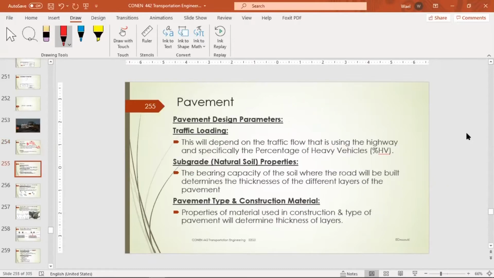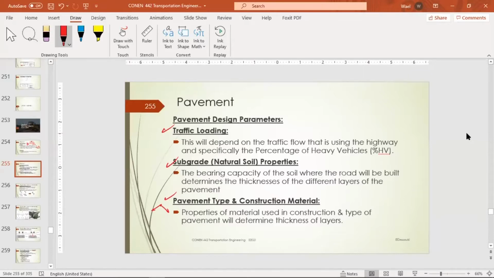Okay? Then, what are the design parameters for the pavement? First of all, it's the traffic loading, the loads. Second, the property of the natural soil, the subgrade, or the bearing capacity primarily. Then the type of pavement and the construction material, whether we have a rigid pavement or flexible pavement. Both are different in design and everything.